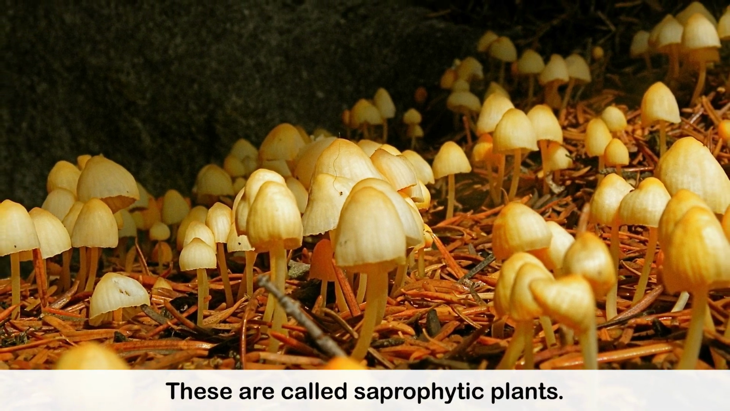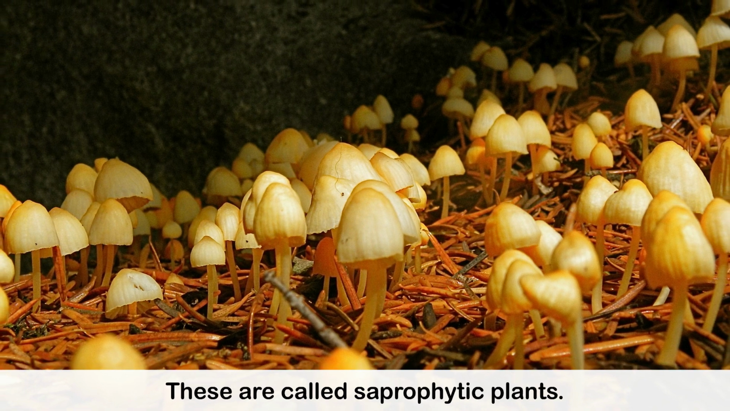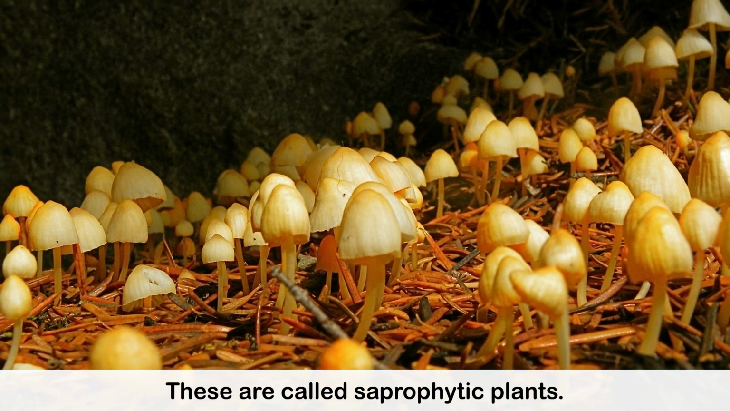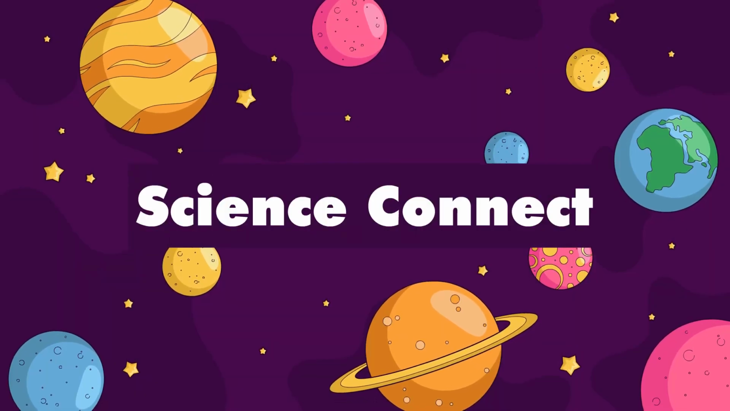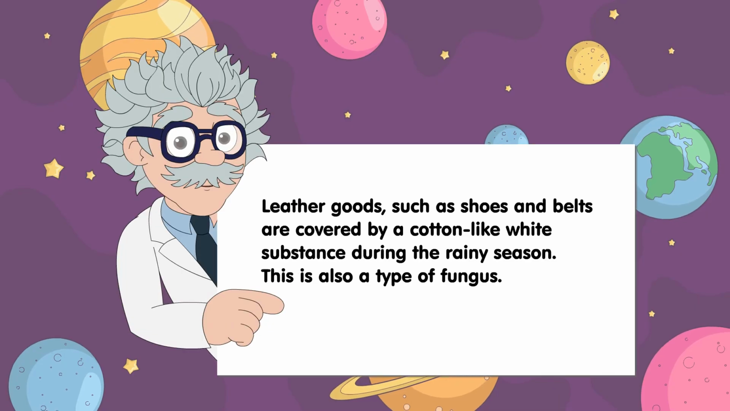Science Connect. Leather goods such as shoes and belts are covered by a cotton-like white substance during the rainy season. This is also a type of fungus.